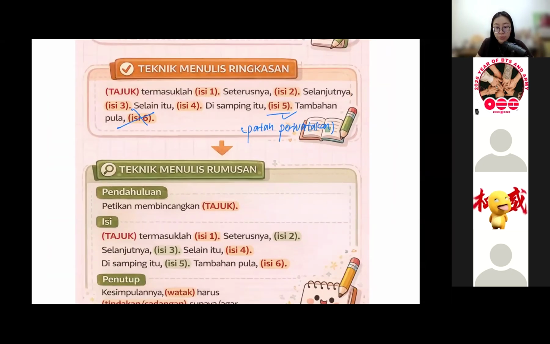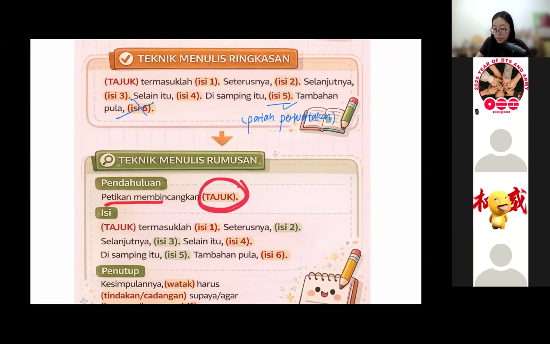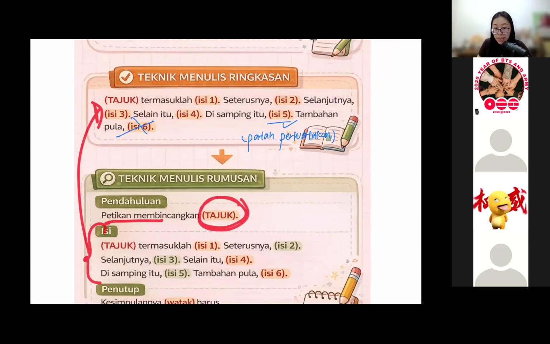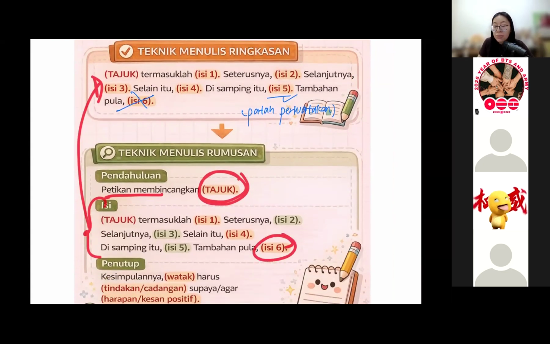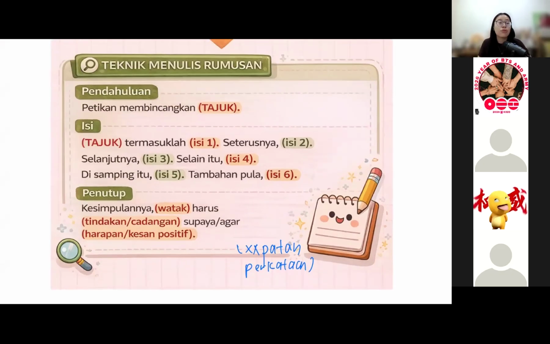Okay, for rumusan, you see, in the first paragraph, they need to introduce the title first. Petikan membincangkan your tajuk first. Then the second paragraph is actually similar to what you did for ringkasan, just that they need 6 istilah. And also penutup, they need to say who has to do something so that good things will happen. And you need to count the word count as well. So you need to ask your teacher, because some schools come out with ringkasan, some schools come out with rumusan. So if your teacher starts to teach rumusan, confirm it will come out in your exam.